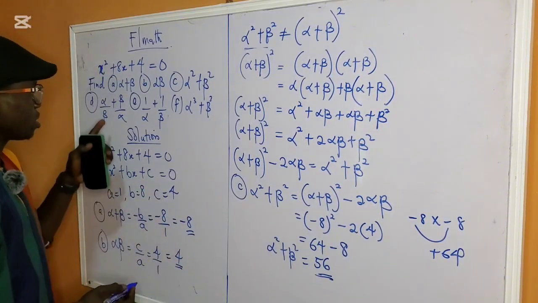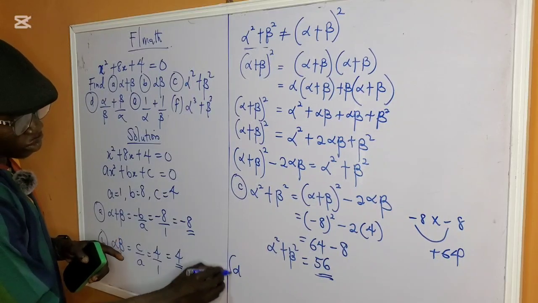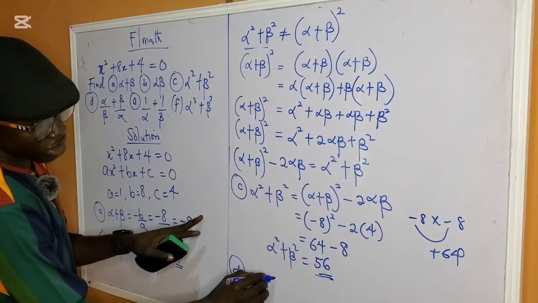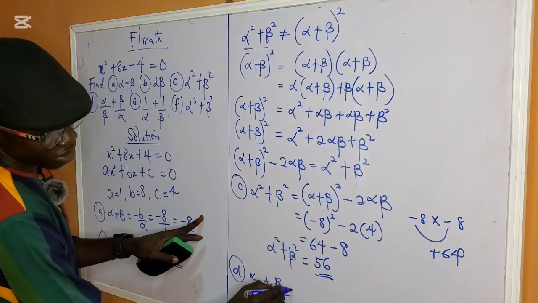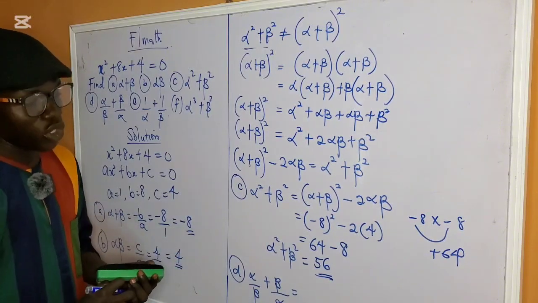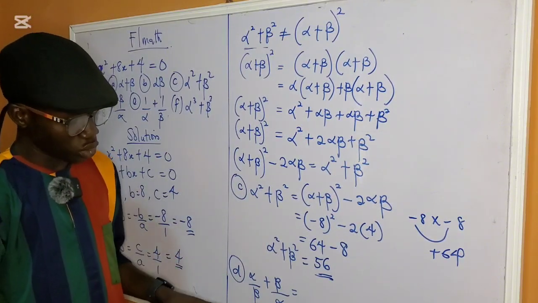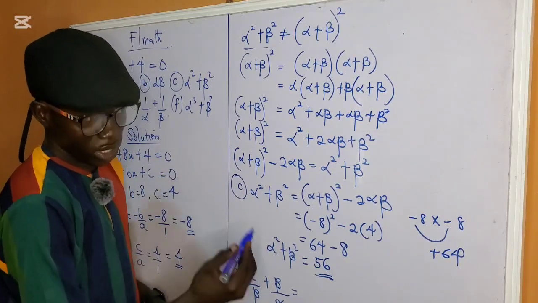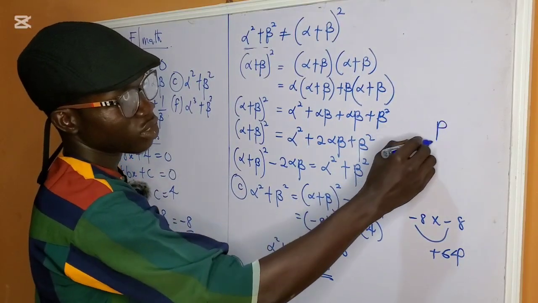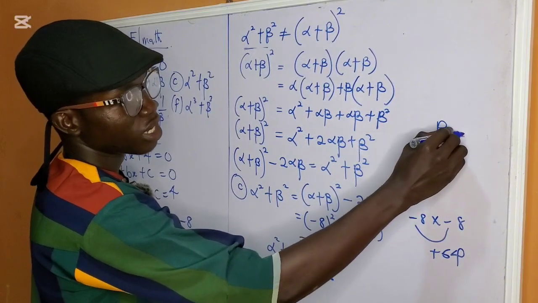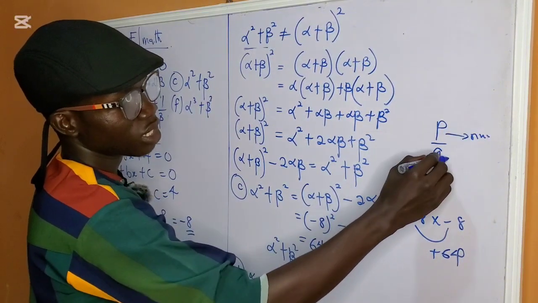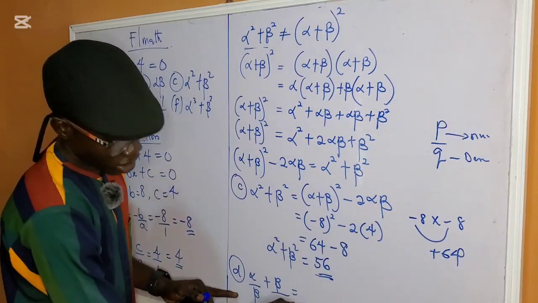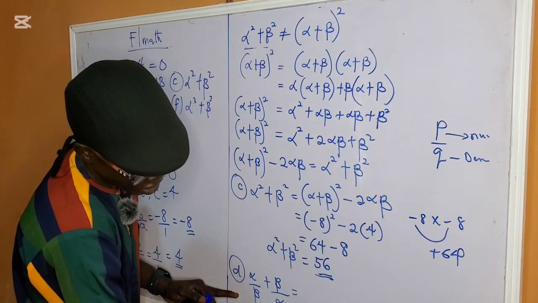Now the next thing to get is D, which is alpha over beta plus beta over alpha. Now we should know that to solve this, we need to look for the LCM of the denominators. If I have p over q, the number here is called the numerator, and this is called the denominator. So these are the denominators. The LCM is alpha beta.